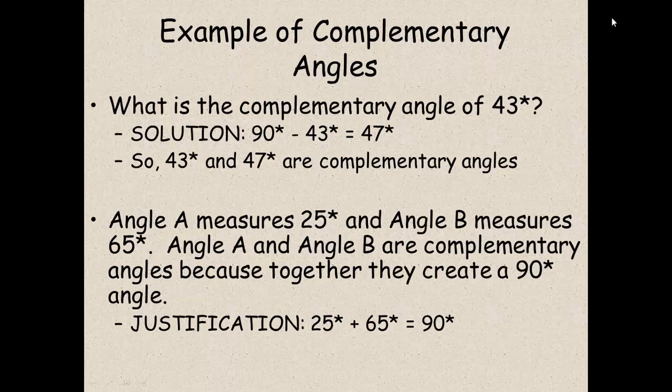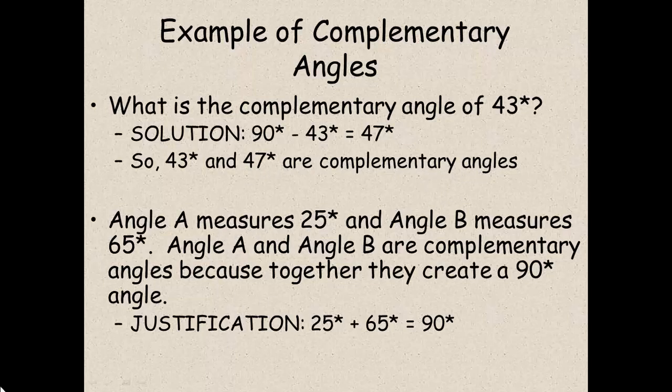Okay, example for complementary angle. If I ask you what is the complement of an angle, sometimes you are confused between complementary angle and supplementary angle. Then remember the last steps. Draw the circle and write 90, then complementary angle. What is the complementary angle of 43? 90 minus 43 equals 47. So 43 degrees and 47 degrees are complementary angles.